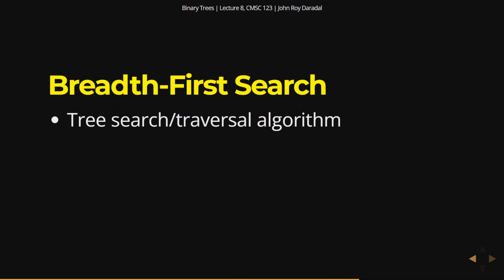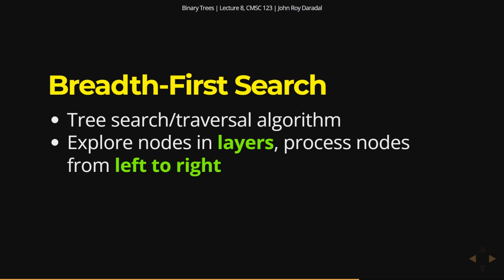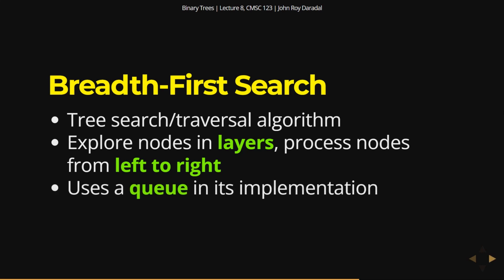Breadth first search or BFS is a tree search and traversal algorithm wherein you explore the nodes in layers. You process the nodes layer per layer, and at each layer you process the nodes from left to right. You start at the top layer, then go to the next layer, and so on until you reach the bottommost layer, and at each layer you go from left to right. In its implementation, it uses a queue since you have a first in first out process.